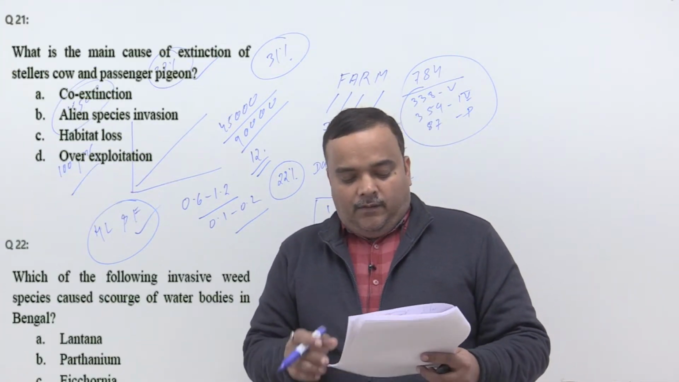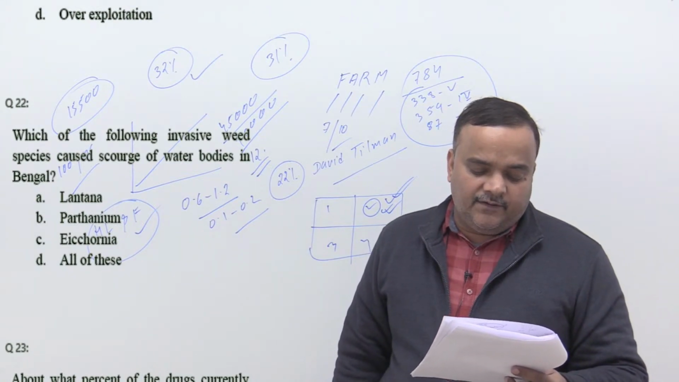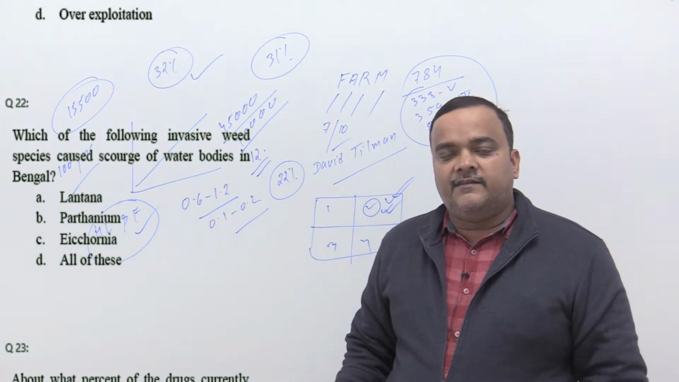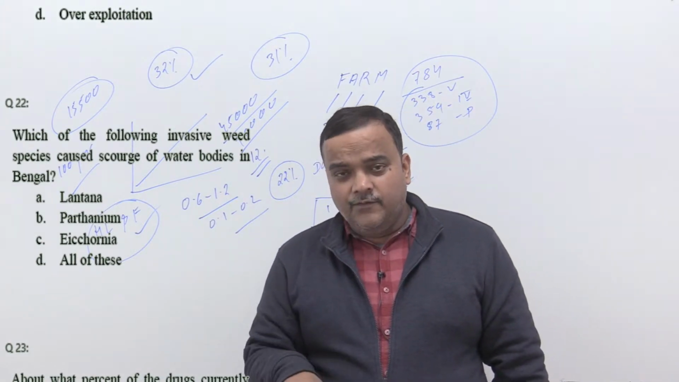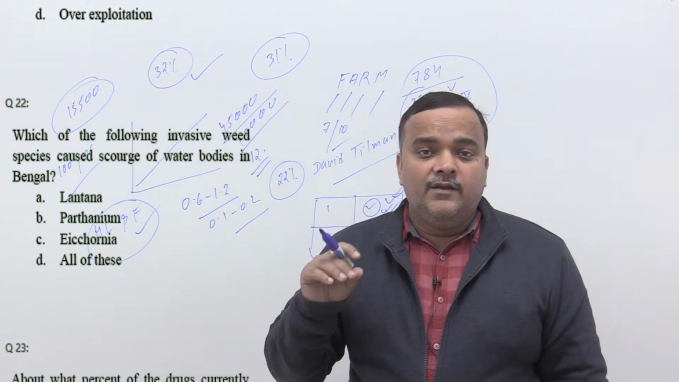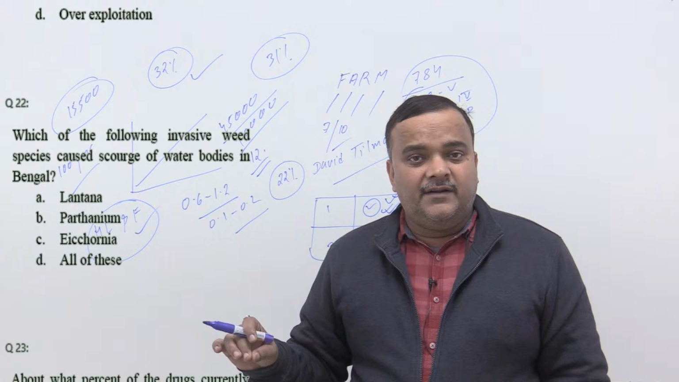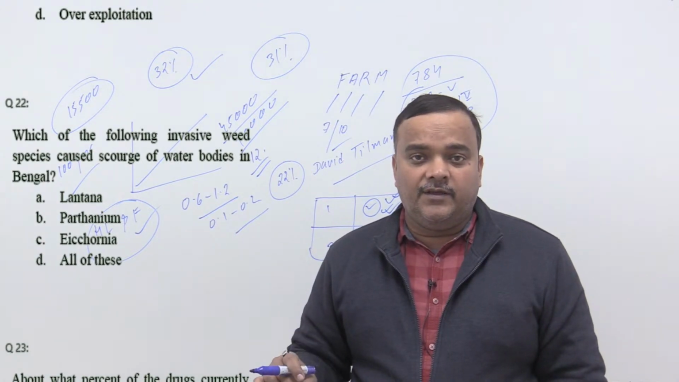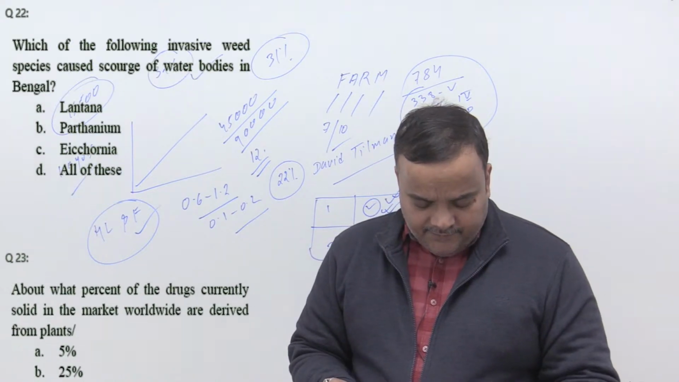Now, next question. Which of the following invasive weed species causes the scourge of water bodies in Bengal? It is Eichhornia, water hyacinth. It was introduced by us in India for its beautiful flower and foliage, but it multiplies at an exponential rate because of offset. That's why it is the most invasive weed of water bodies in India, and we also call it the terror of Bengal.